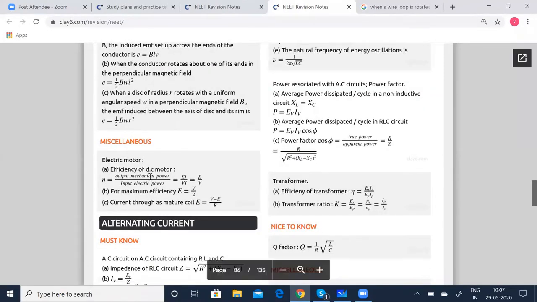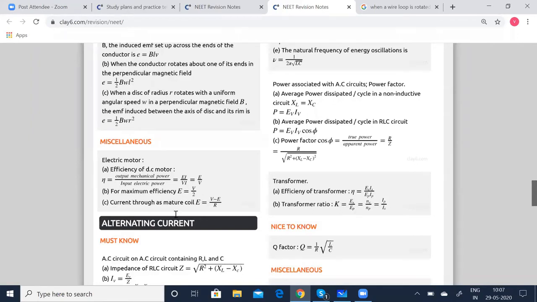These are the miscellaneous things you'll have to know. Electric motor: the efficiency of a DC motor is given by eta is equal to output mechanical power divided by input electrical power, which is equal to EI by VI, where I is the electric current and V is the potential difference applied, and E is the EMF, electromotive force. So EI by VI, where I gets cancelled, so it is simply E by V. For maximum efficiency, E is equal to V by 2.